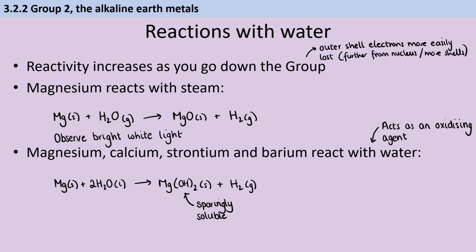into the solution. We know it's a tiny bit soluble because the pH is going to change by a tiny amount, but not by nearly as much as we would see if we had, say, calcium hydroxide, which is soluble and therefore would have the state symbol AQ.